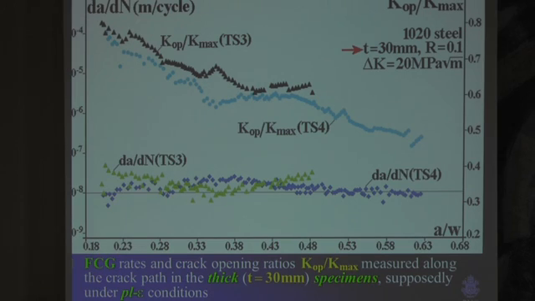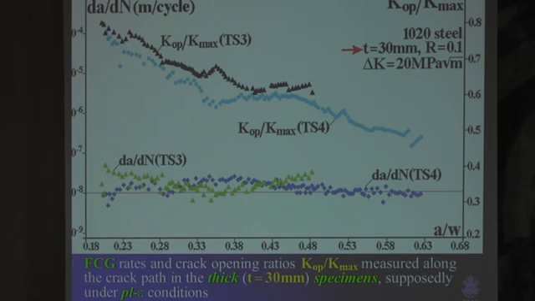Exactly the same idea. Delta K still 20, R is still 0.1. The da/dN almost constant within the dispersion of the data. However, delta K effective varying a lot. Large value of opening load when the residual ligament was larger, smaller value when the residual ligament was smaller. This result, of course, is contradictory with Elber's idea.